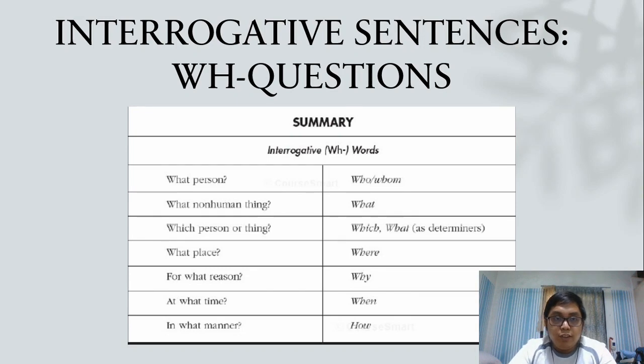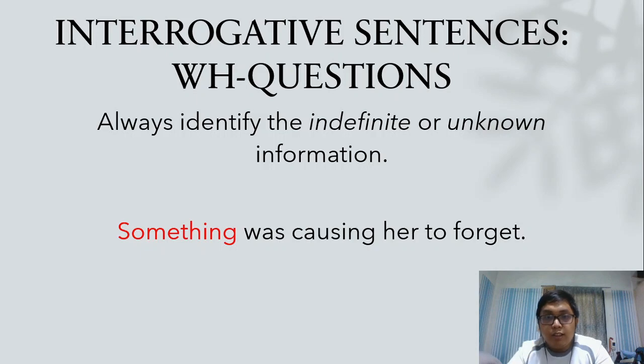Now for the next part of the discussion, we have interrogative sentences, now the WH questions. If you can quickly remember, there is the summary of interrogative words which we are able to use to replace what we call unknown or indefinite words. So it's always necessary to identify this unknown information in the sentence so that we'll know exactly what kind of WH question we should be making. With the presence of the word something there, we already know that what we're talking about here is indefinite or not known. So there's already that clue that this should be used with the interrogative word what.